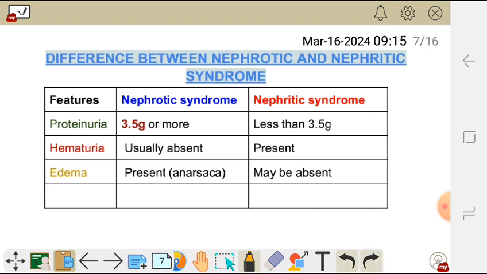Hematuria, loss of red blood cells in urine. Here it is usually absent, but here it is present. Edema, here we can have generalized edema, which is called anasarca. Here we may not have edema. Why? Because the proteins which are lost are less.